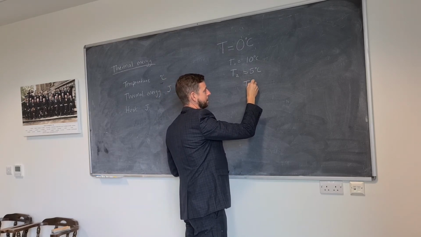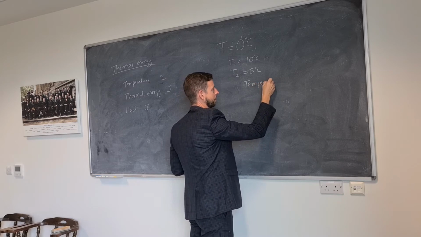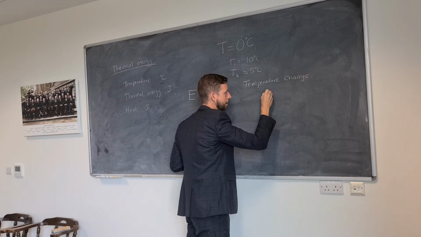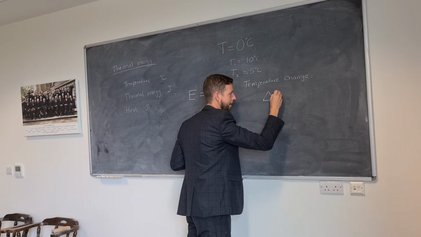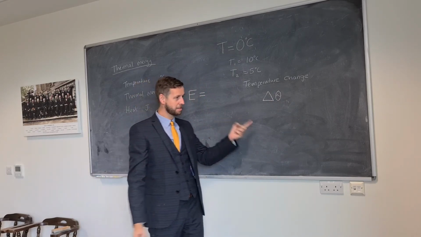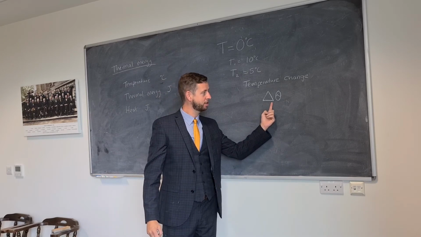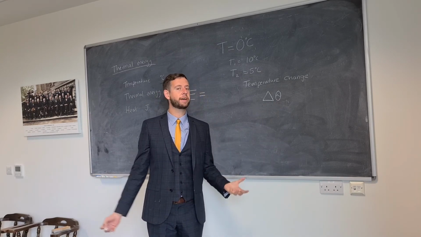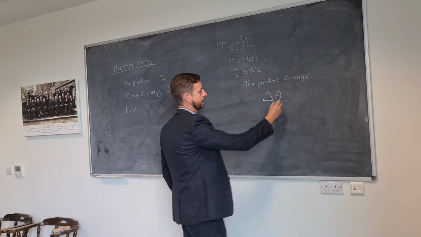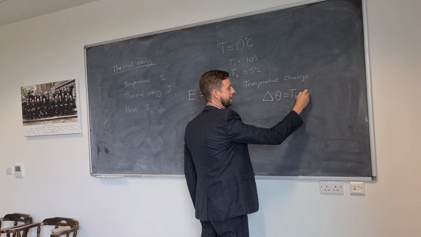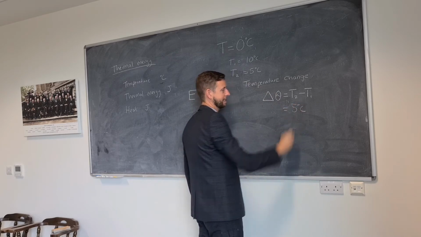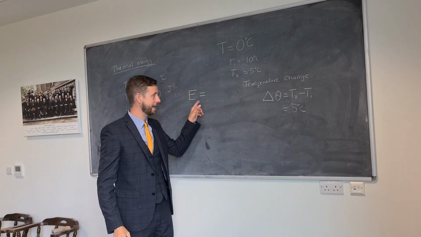So temperature change is given the symbol delta theta. Delta theta. Two Greek letters. Delta theta means the change in theta, the symbol they've given for a temperature difference. So delta theta is just equal to the difference in temperature. It's equal to, in this example, 5 degrees C. And so delta theta is going to appear in this equation.